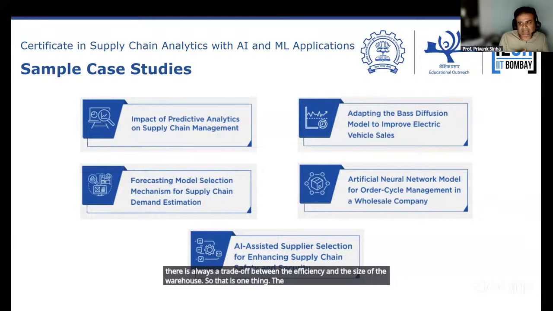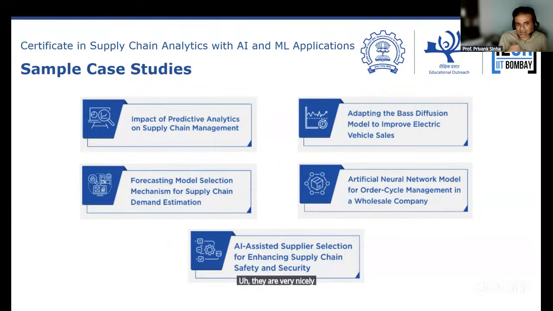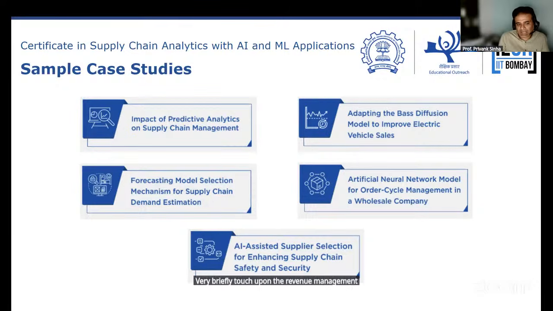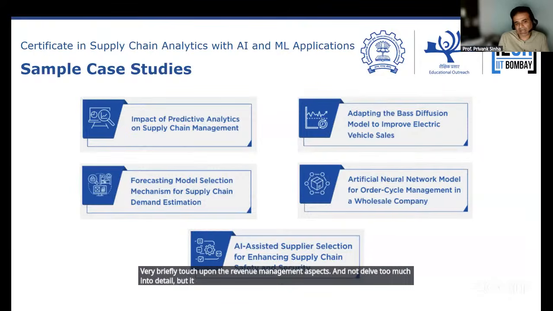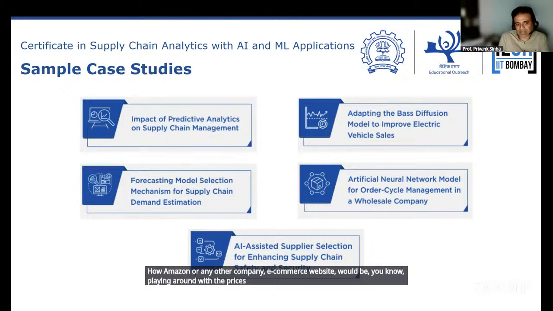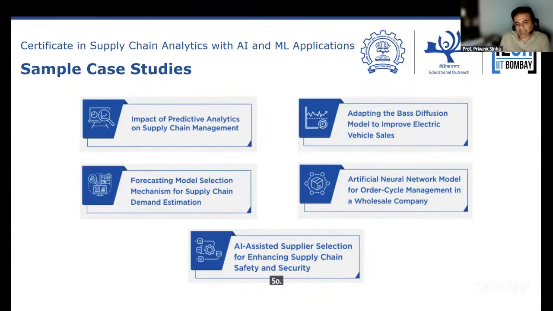The other thing is that they are doing this revenue management very nicely, where they are doing pricing strategy and those aspects. So we are only going to very briefly touch upon the revenue management aspects and not delve too much into detail, but it will give you a fair idea as to how Amazon or any other e-commerce website would be playing around with the prices in order to maximize its revenue. So some basic fundamentals will be discussed.